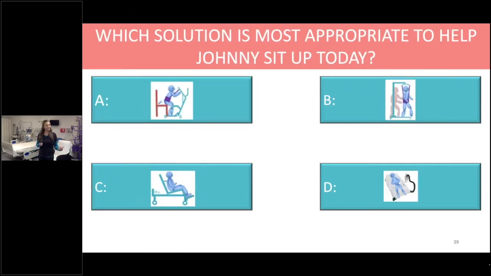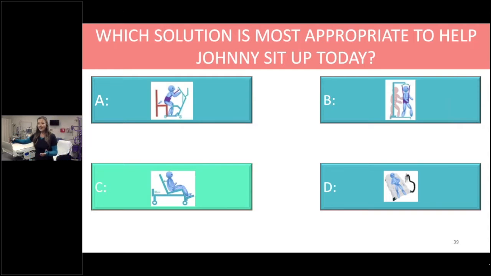Which solution of those that you see here is most appropriate to help Johnny sit up today? Is it a powered stand aid? Is it an ambulation harness with a floor-based lift? Is it the sitting up function of the bed? Or is it air assist technology? The correct answer is C, because Johnny's goal is sitting.